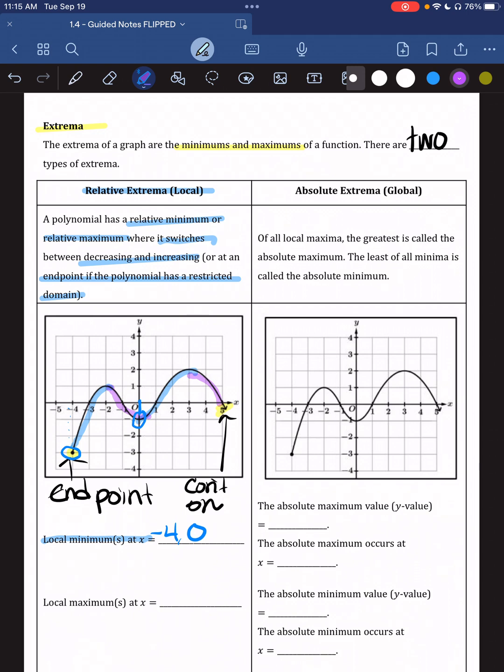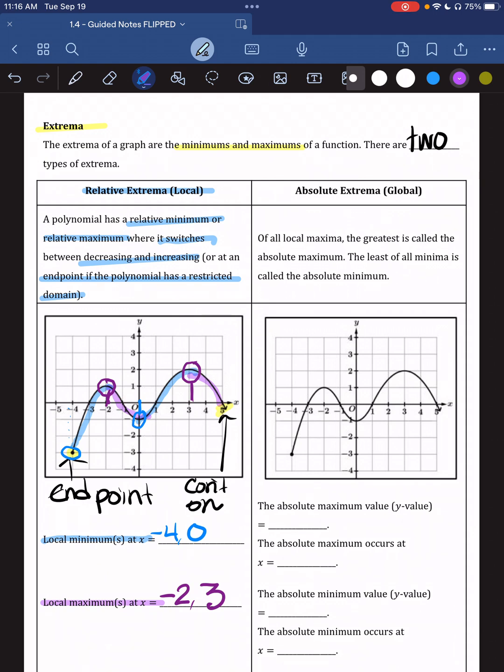Now, conversely, let's look for maximums. Maximums are going to be those high points. If we look right here, we see the graph was increasing and then it's decreasing. So that means I have a maximum at negative 2. And if I continue on my graph and notice right here, it was increasing and then it went to decreasing. So I also have a local maximum at x equals 3.